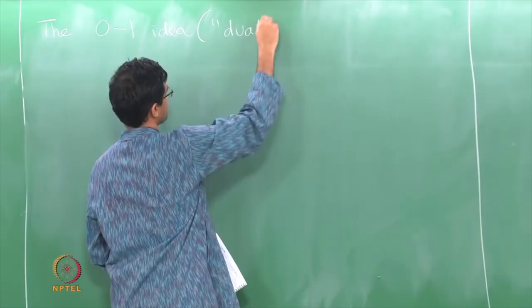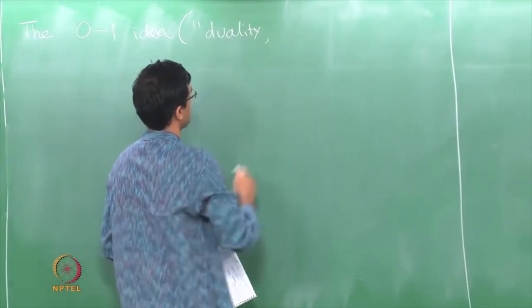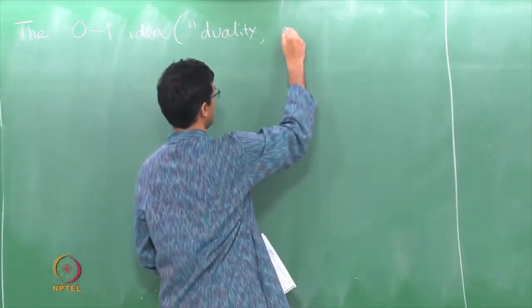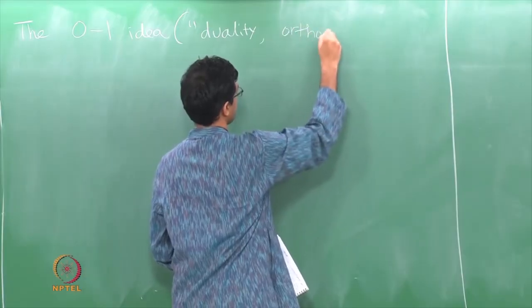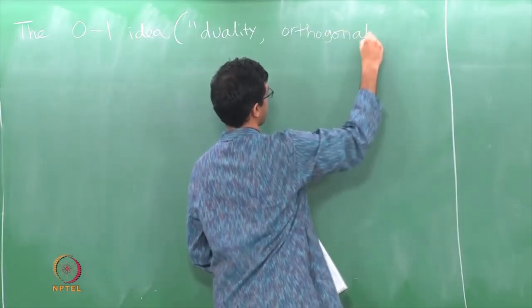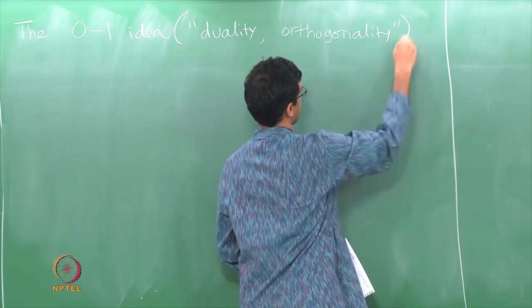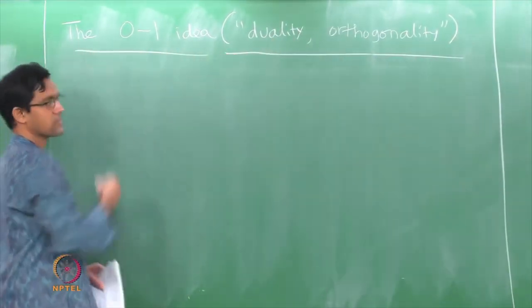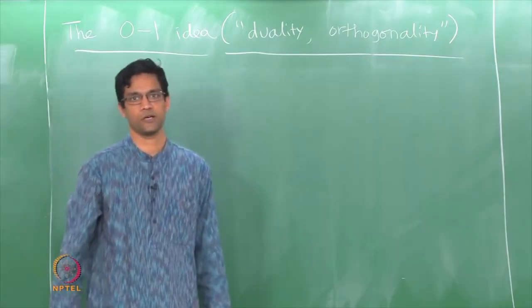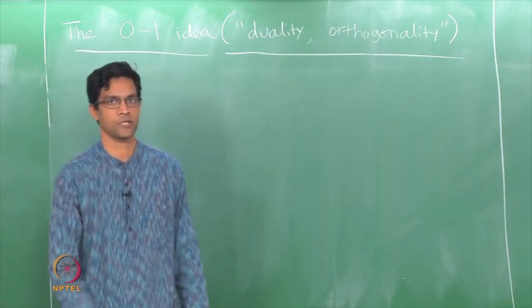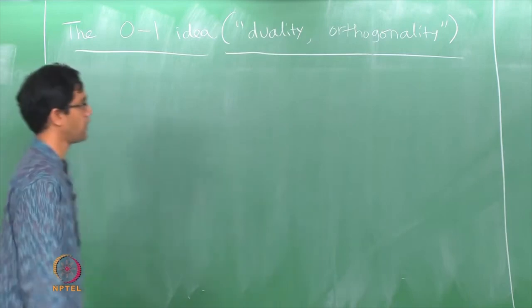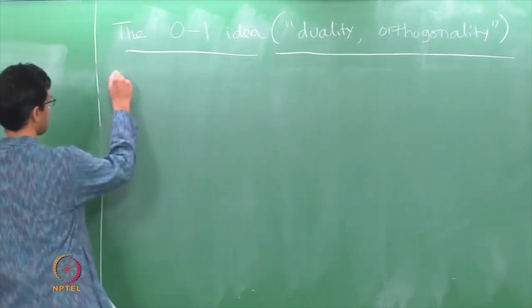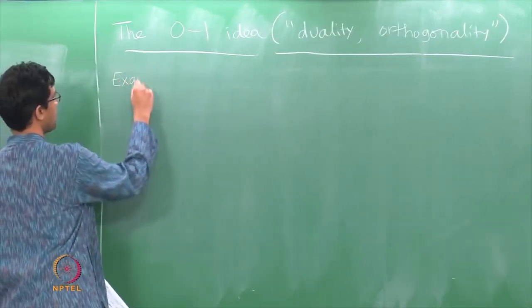In various contexts in which it appears, you'll see terms like duality or orthogonality mentioned. These are all words which will appear whenever this idea is used in various places in mathematics. Now let's just call it the 0-1 idea for now, and we'll look at an example of this. So what is the 0-1 idea? What do I mean by that?